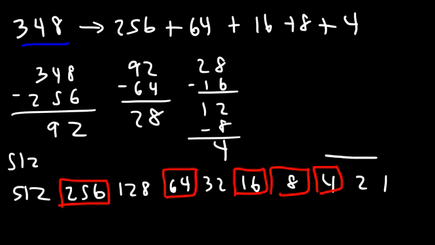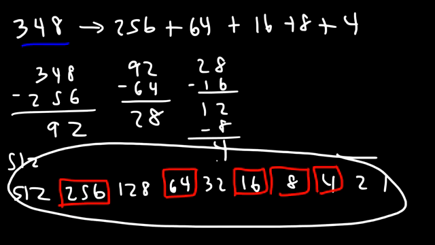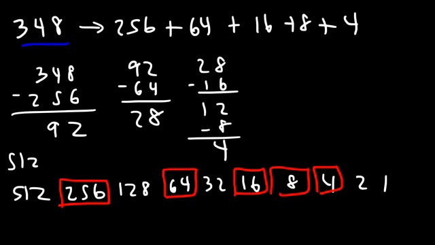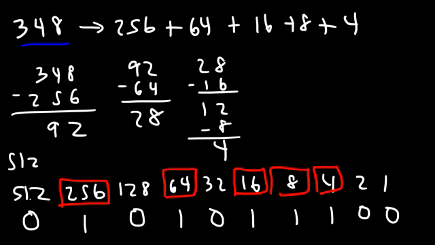Now let me bring your attention back to the bottom. So every number that we use, every number that is highlighted in red, replace it with a 1. Every other number that we didn't use, replace it with a 0. And so that's another way in which you can convert a decimal number into a binary number.